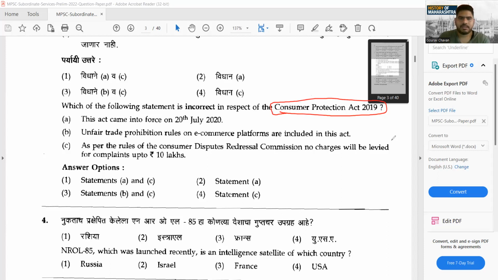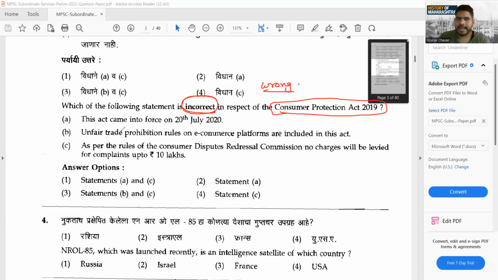And one more thing, just focus on options wherever a fact is given. It might be possible that that fact is wrong. And second thing, just circle what they have asked. They have asked you about the incorrect one. They're asking you to find the wrong option.